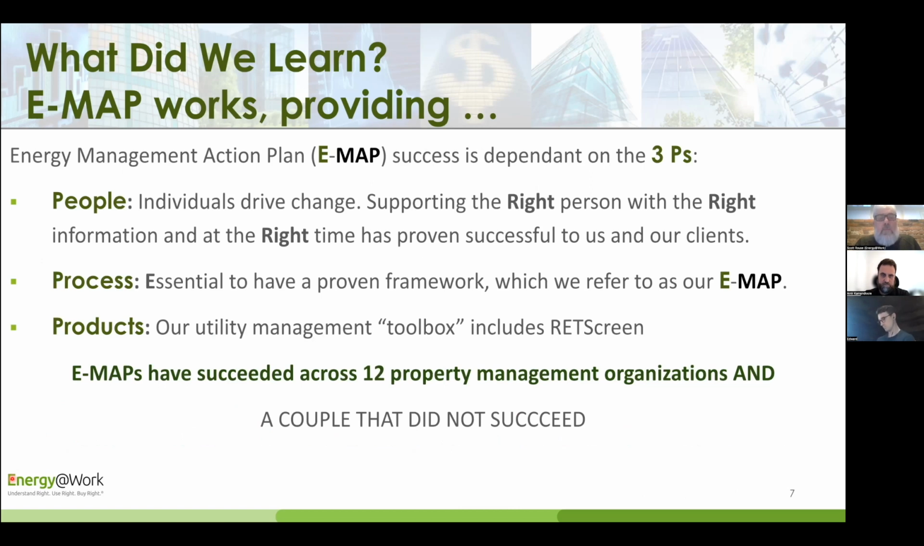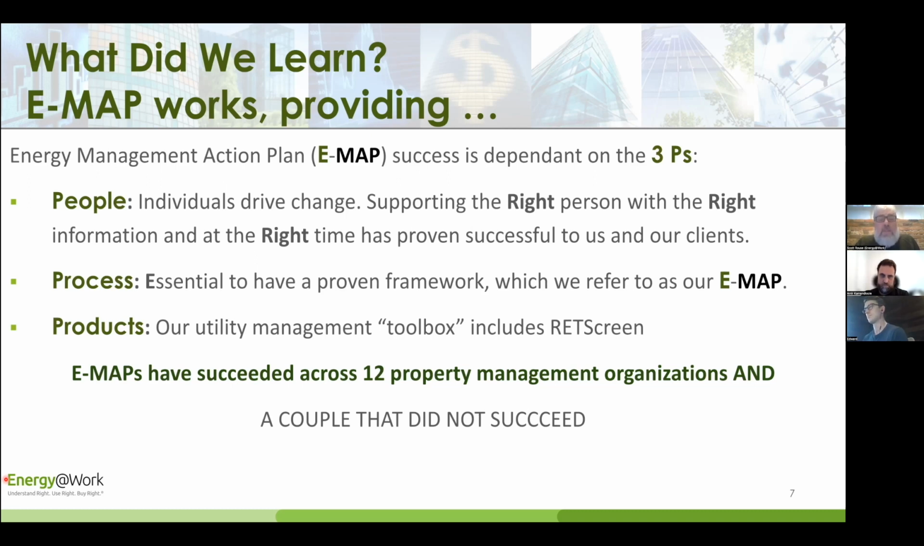So what did we learn? Well, the first thing we learned is that it works. And it works because of the 3 Ps: people, process, and products. People are the most important. They're essential in driving change because they're the ones that make the decision. And it was important that the right person received the right information at the right time. And that's proven very successful for us across all of our clients.